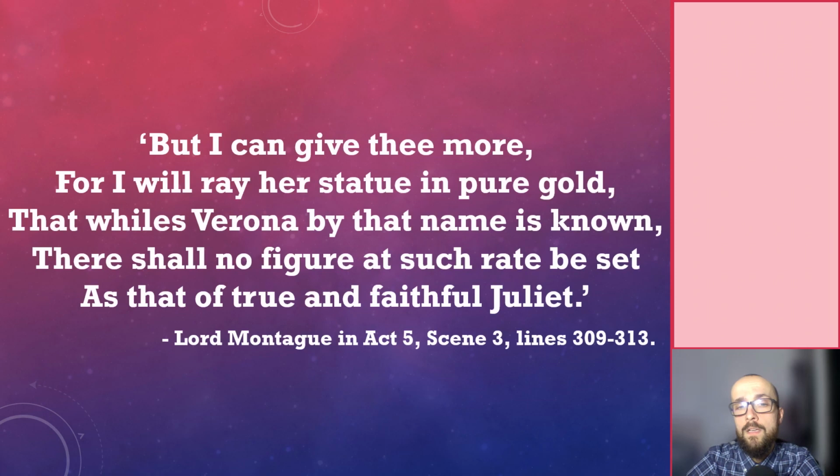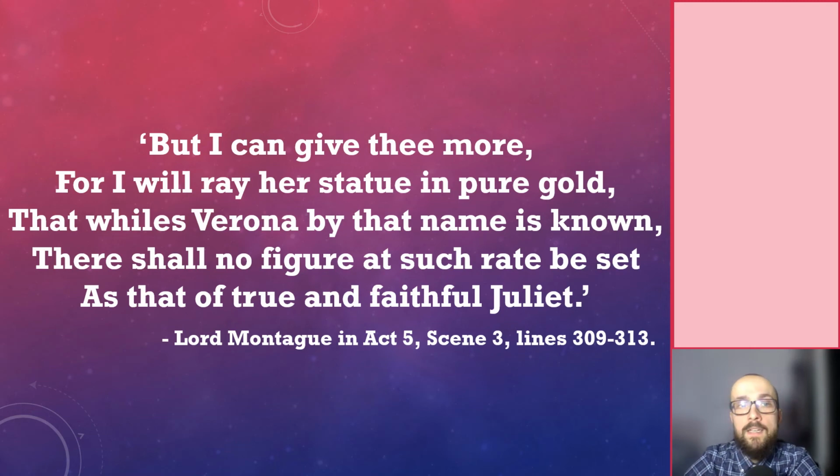But how is Lord Montague presented at the end of the play? Let's turn our attention to his final lines, which he says in response to Lord Capulet's peace offering. Those lines are, "But I can give thee more, for I will raise her statue in pure gold, that whiles Verona by that name is known, there shall be no figure at such rate be set as that of true and faithful Juliet."